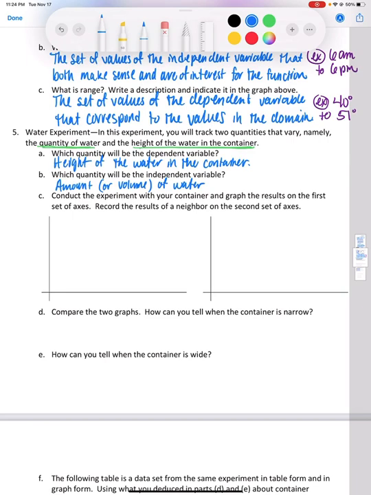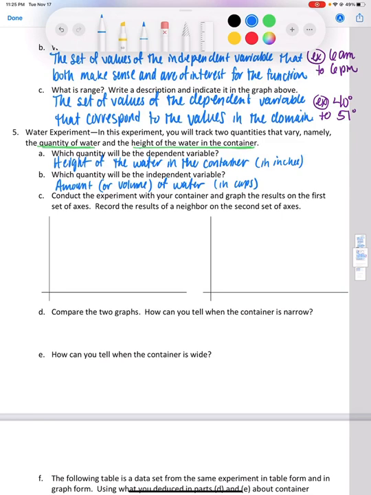Okay. So what we're going to do is the container, the height of the container, we're going to measure in inches. That's what my measuring device is in. I'm using a tape measure. And the amount of water is going to be in cups, because that's my device that I have as a small measuring cup. Okay, so we're going to conduct the experiment with our container and graph the results on the first set of axes. Then we're going to record the results of a neighbor on the second set to compare.